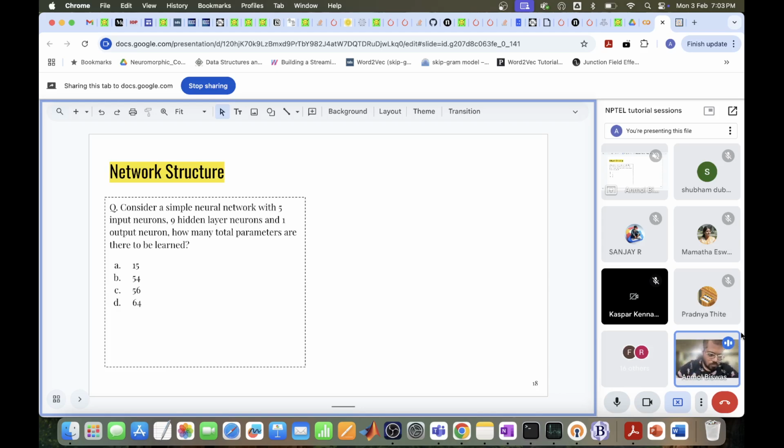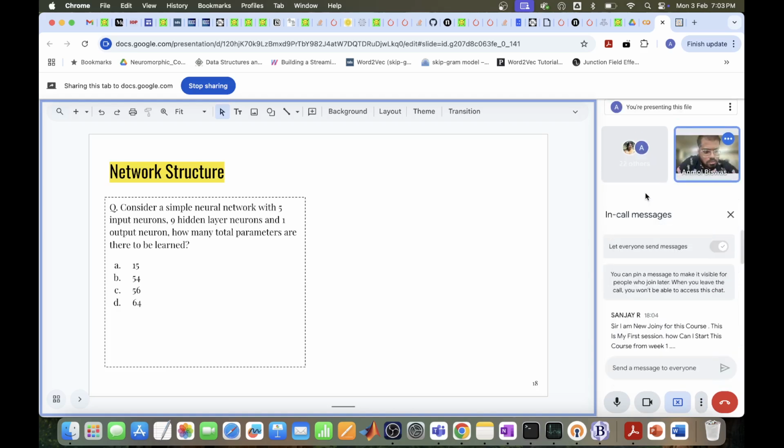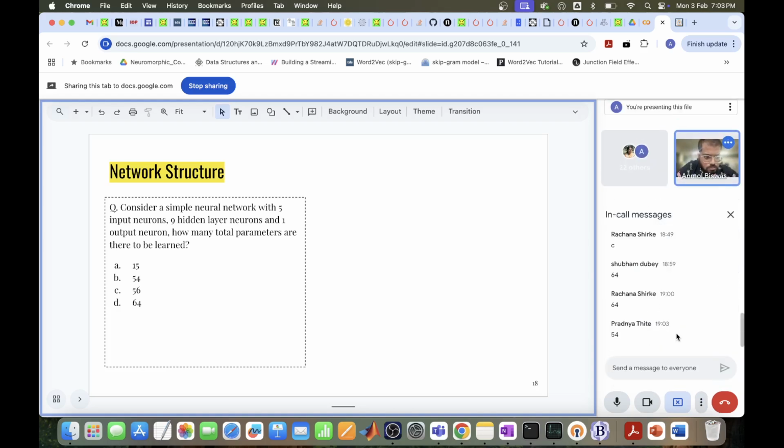Okay, let's see. I'll just say in advance what the correct answer is here. 64 is the correct answer, but we will build to it in a step-by-step manner. So first of all, let's draw this.